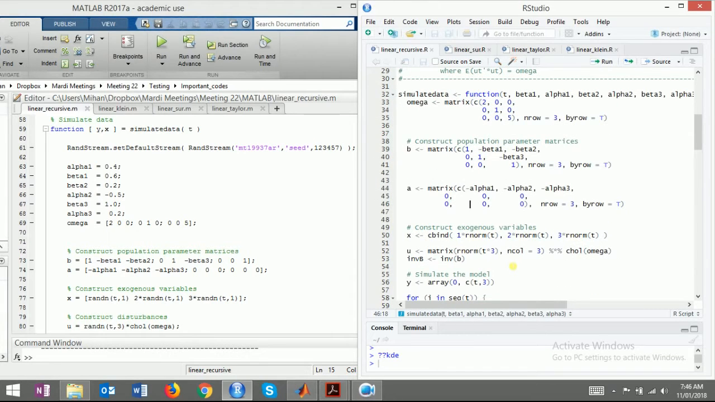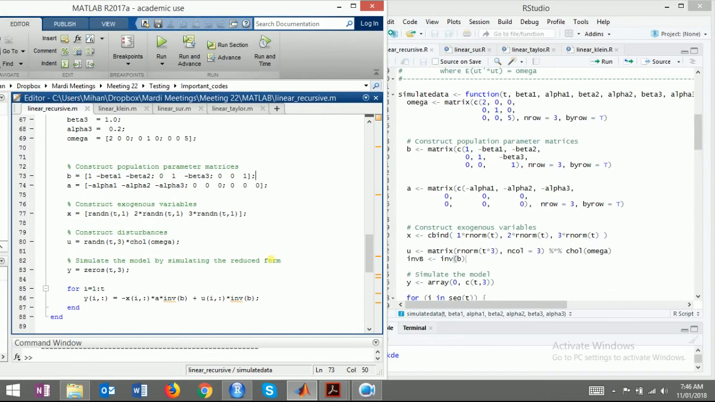Construct disturbances. Disturbances is very easy. Random number t3, use matrix rnorm t3, number of columns will be 3, multiplied by the Cholesky decomposition of the given omega. To construct disturbance, we need the omega. Simulate the model by simulating the reduced form, and by simulating the model we'll get y's.